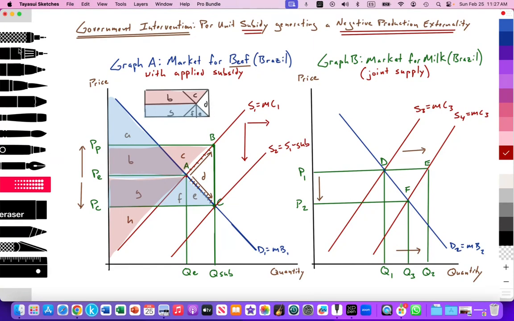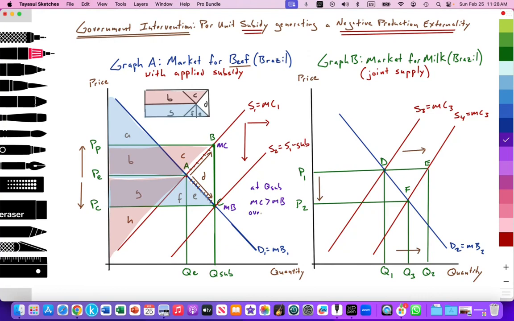Area D illustrates the welfare loss, where at quantity Q sub, the marginal cost is greater than the marginal benefit. So at Q sub, marginal cost is greater than marginal benefit. That's an over allocation of resources to farmers to produce more than what is actually desired by society in Brazil or global society as we try to tackle deforestation and climate change and so forth.